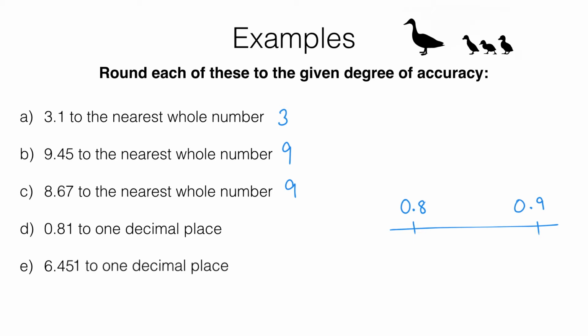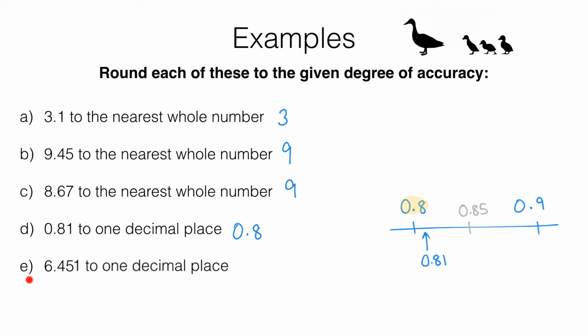And I need to work out whether 0.81 is closer to 0.8 or 0.9. Well, the halfway point is 0.85. So that's 8/10 and 5/100. 0.81, that's 8/10 and 1/100, is less than 0.85. It's to the left of this. And in fact, it's over here, very close to 0.8. So 0.81 is closer to 0.8 than 0.9. So when we round it to one decimal place, we simply get 0.8.